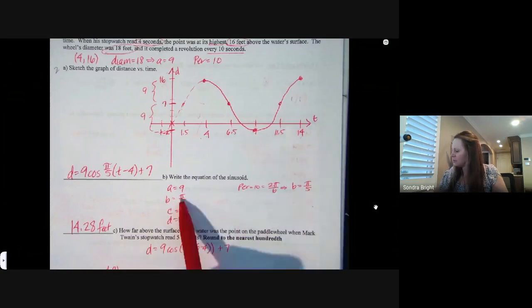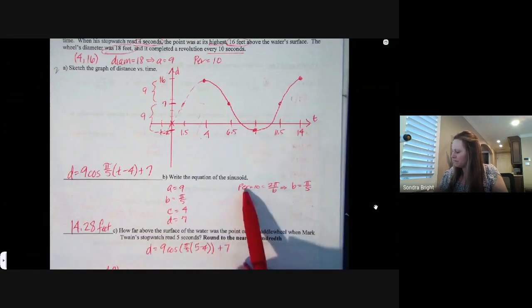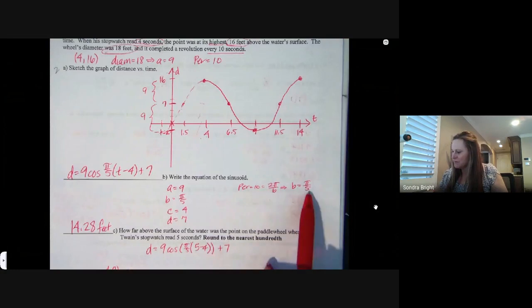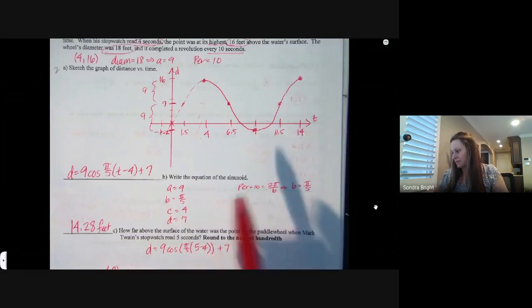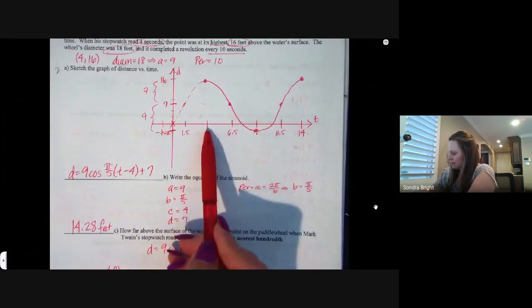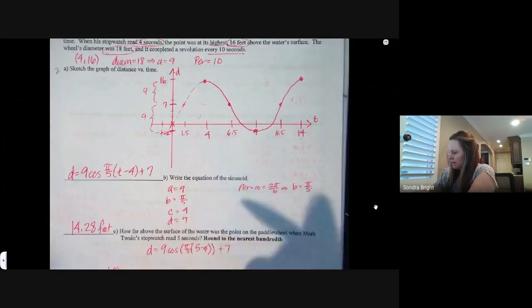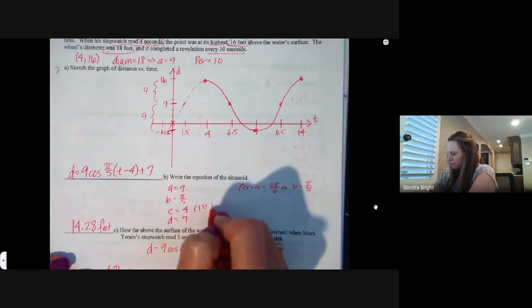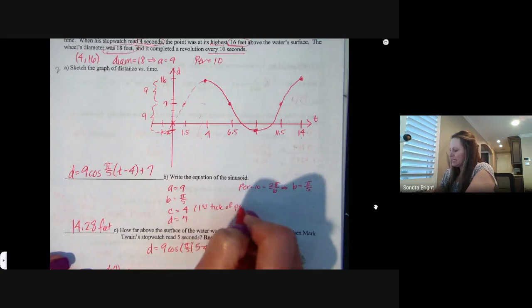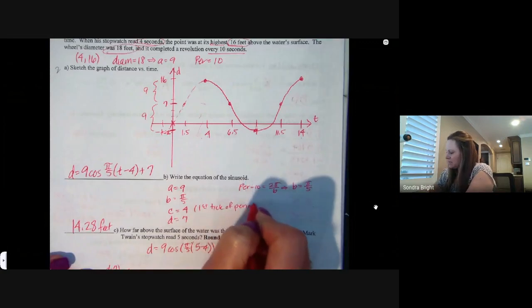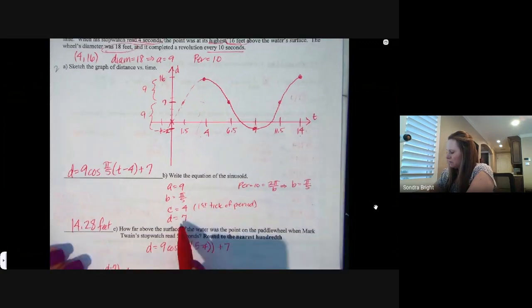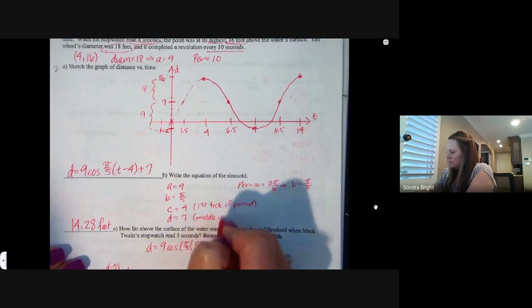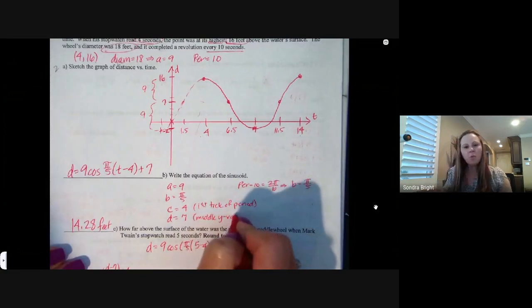I set that equal to 2 pi over B. I got B as pi over 5. The first value they gave me was when T is 4, so that's what I'm going to use as my C, because I'm going to say that's my first tick mark of the period. And then your D is 7 because that is the middle Y value. Always do the middle Y value for the D.